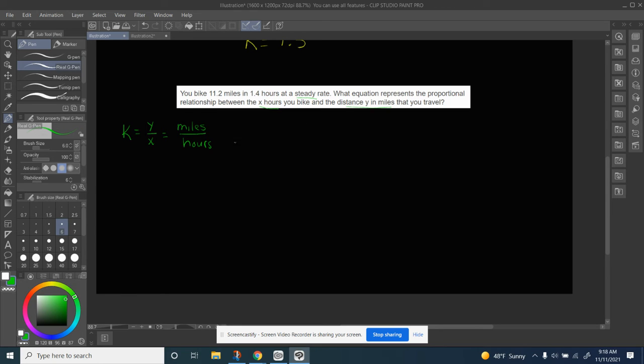That also helps us because we know that the equation has got to be y equals k times x. And so this y is going to be the miles, the x is going to be the hours, and the k is the miles per hour that we're about to calculate. So I'm going to write my k value. I'm going to say k is going to equal 11.2 miles over 1.4 hours.